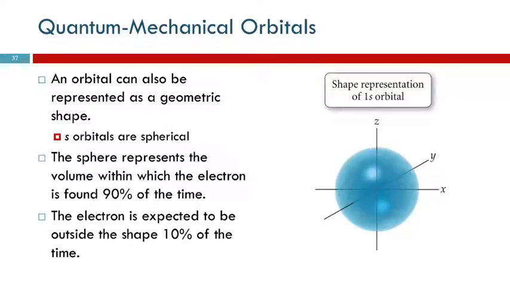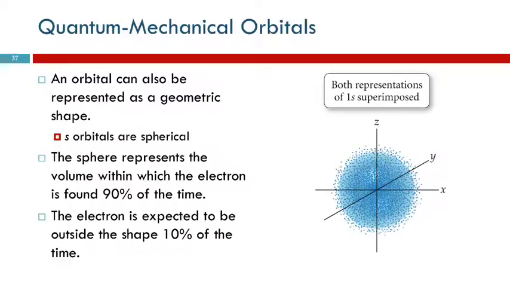If we superimpose these, we see that there are times when the electron is outside of that sphere. We understand that.